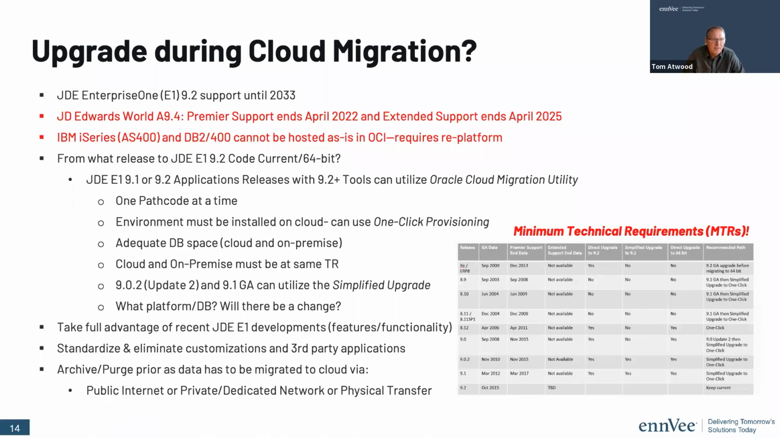Your goal always is to take advantage of the new developments in 9.2. So you have to have your BAs evaluate what's available in the latest release and see if there's anything that can be done better or eliminated as part of your business processes. And one goal is always to standardize your environment. It makes support a lot easier if you have a more vanilla or less complicated environment. So that's definitely a goal: eliminate any unnecessary customizations and third-party applications.